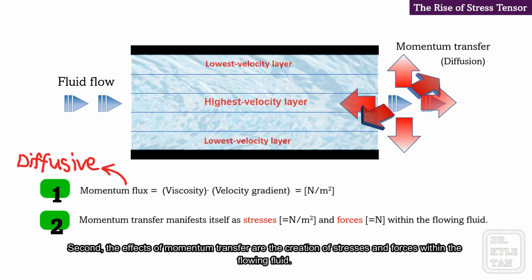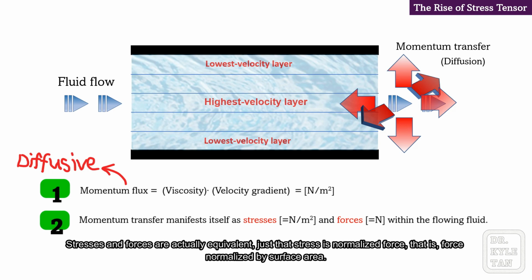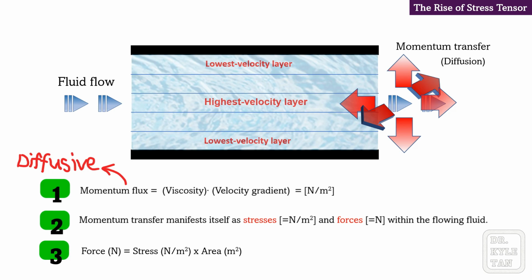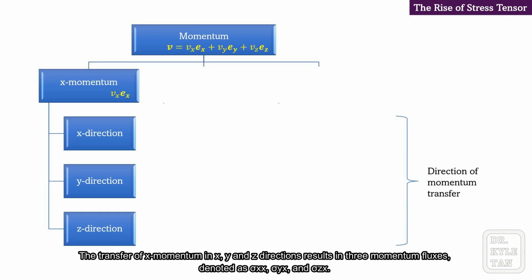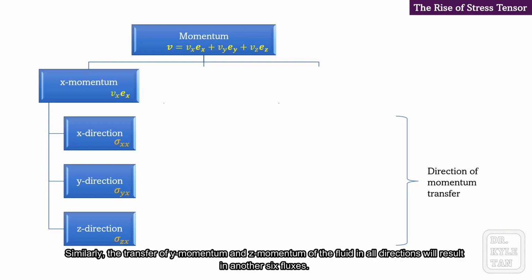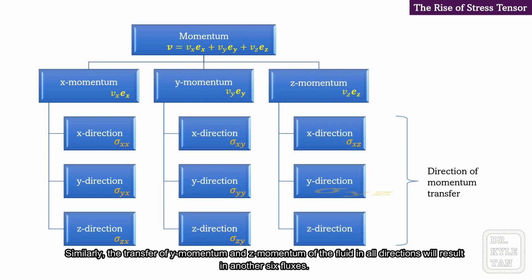Second, the effects of momentum transfer are the creation of stresses and forces within the flowing fluid. Stresses and forces are actually equivalent, just as stress is normalized force, that is, force normalized by surface area. The transfer of x momentum in x, y, and z directions results in three momentum fluxes, denoted as sigma xx, sigma yx, and sigma zx. Similarly, the transfer of y momentum and z momentum of the fluid in all directions will result in another 6 fluxes.